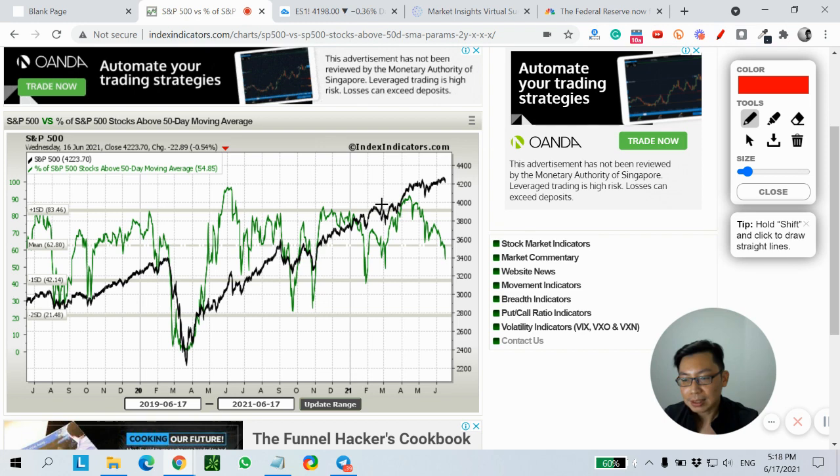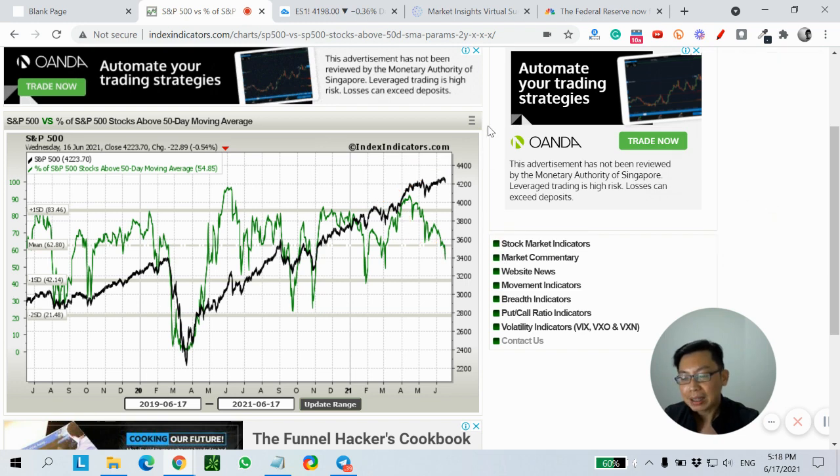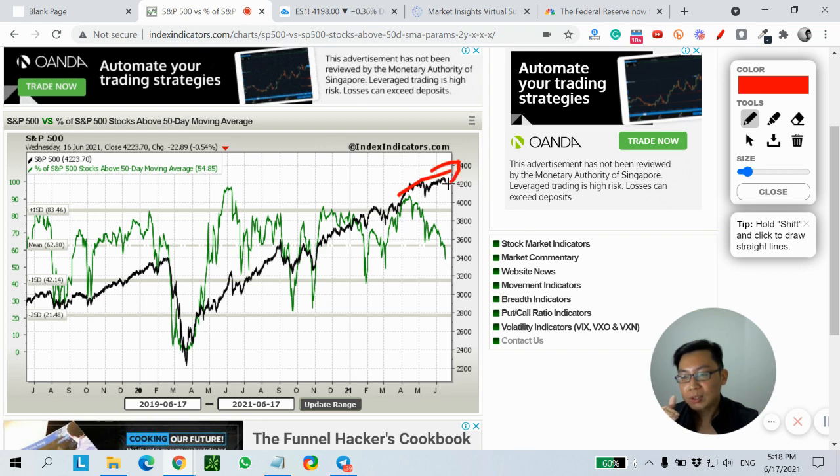All right, so you can see that the market is heading higher, but overall the market breadth is heading lower. Can you see over here? Which means there's a divergence. While the index S&P 500 is heading higher, the number of stocks that are above their 50 days moving average is going lower and lower. So what does this tell you?